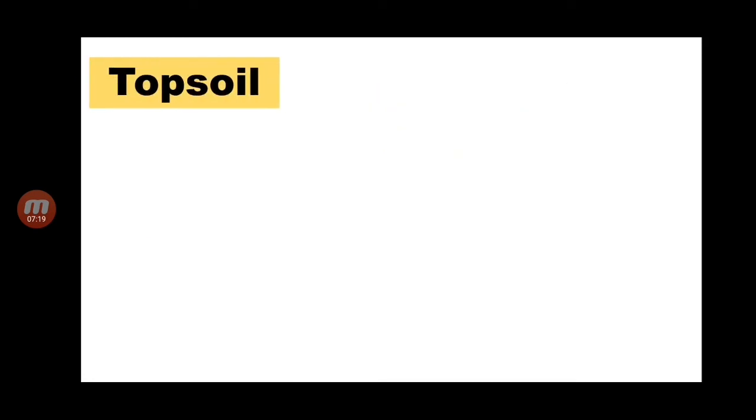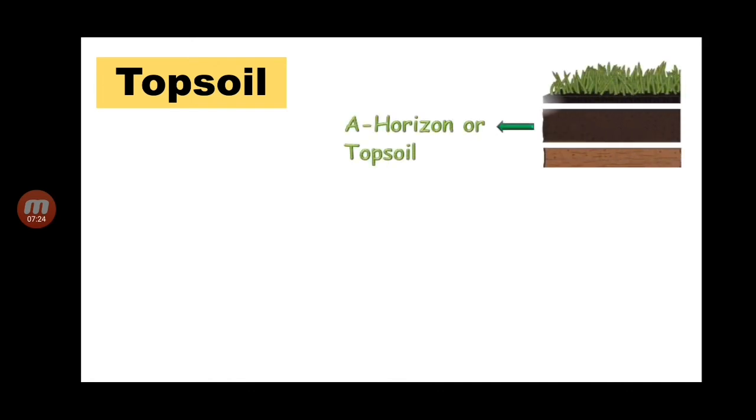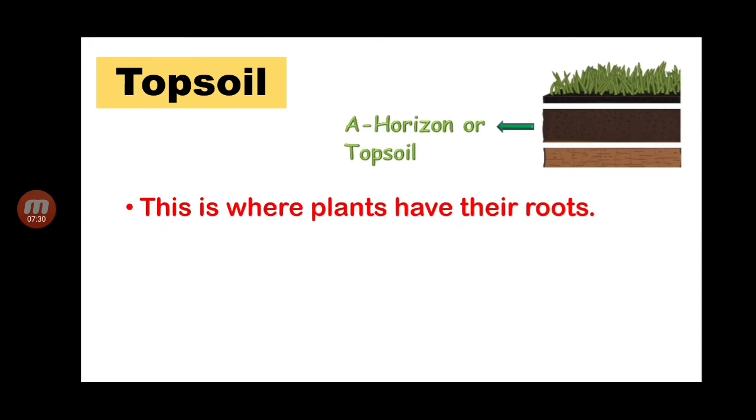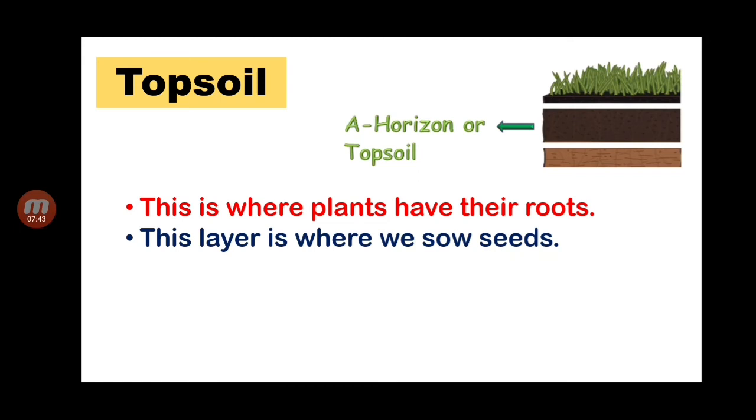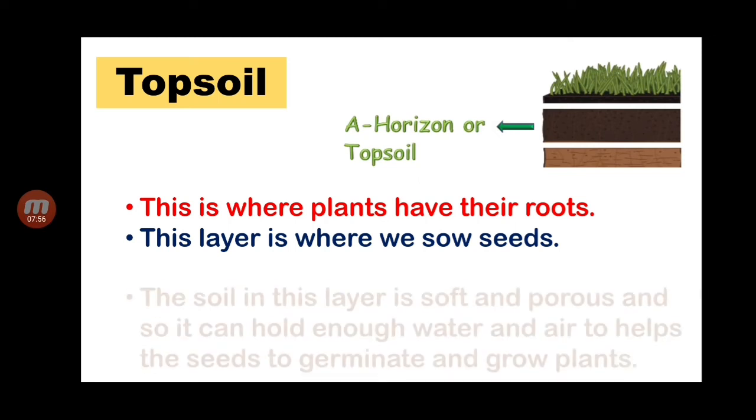Okay, now let's proceed to the second layer, the topsoil, or what we call the A horizon. In the topsoil, this is where plants have their roots. Those small plants have their roots in the A horizon, or the topsoil. Next, this layer is where we sow seeds, right?